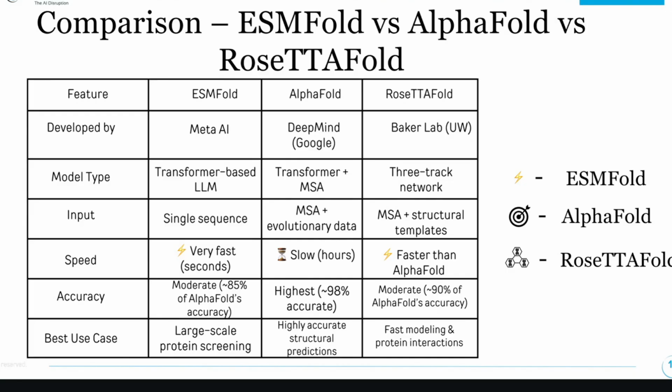In summary, if you're going for speed, then you should definitely use ESM fold. But if you want reliable, accurate proteins, then you have to use AlphaFold.